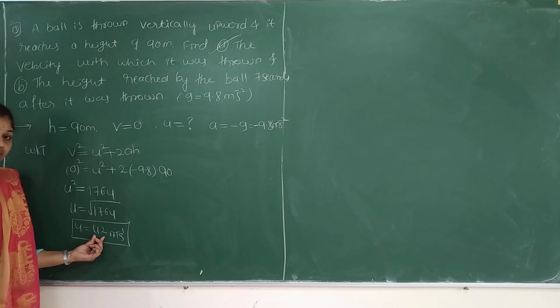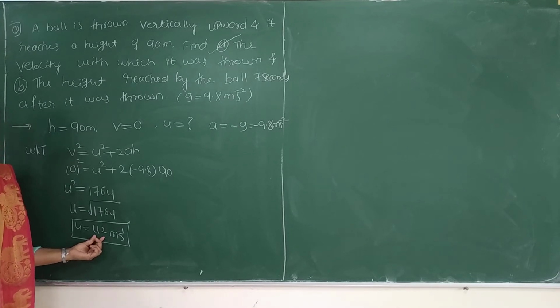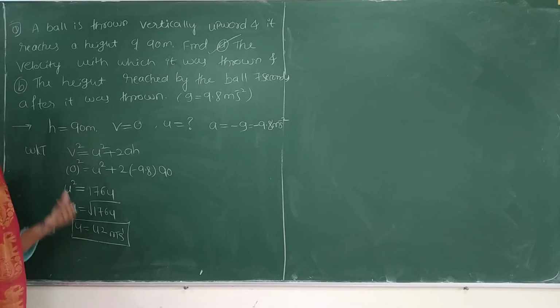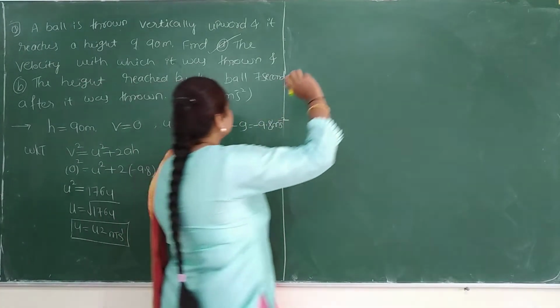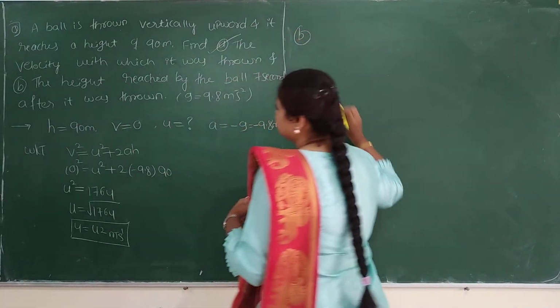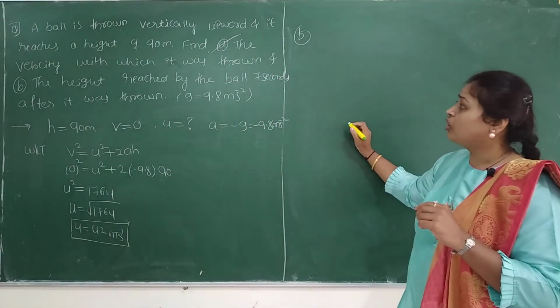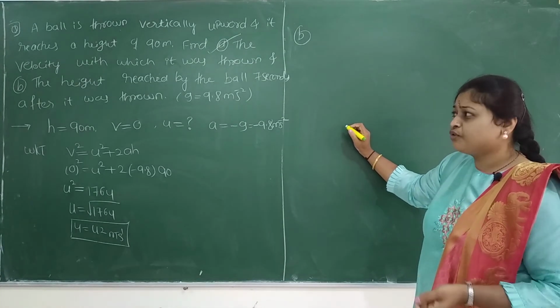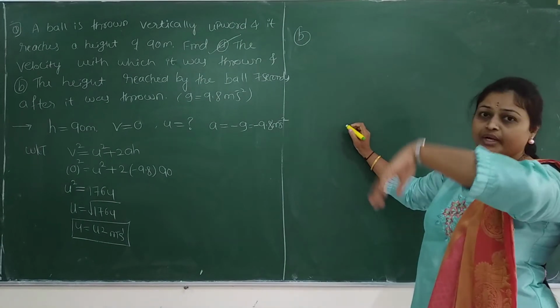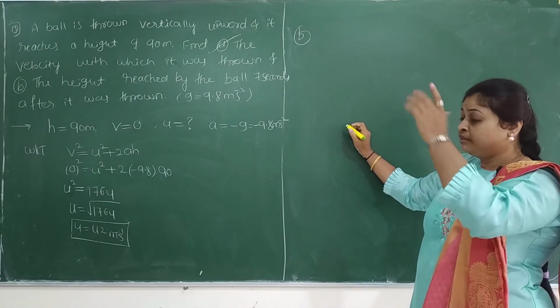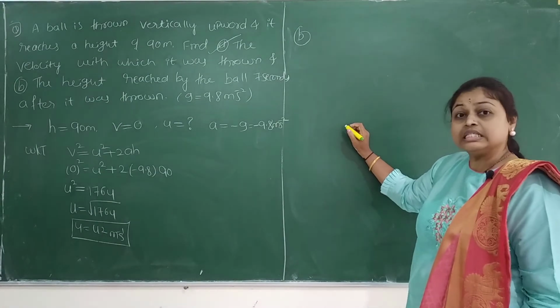So at this velocity you are throwing the ball vertically upward. For this velocity, what height will it reach, you have to calculate. That is the next question. This is the initial velocity, right? Now the second one: the height reached by the ball 7 seconds after it was thrown. It will reach the highest point, that is the peak point. At what seconds? 7 seconds.